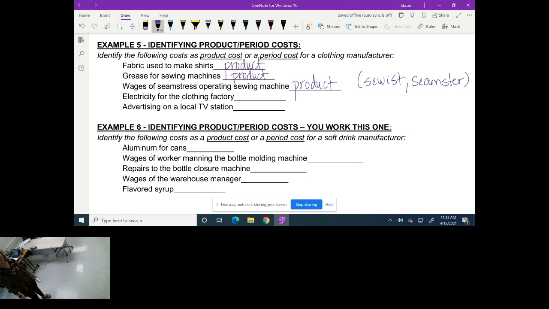There you go. Okay, electricity for the factory. Products. That's product. All right, what about advertising? Period. That's a period cost.